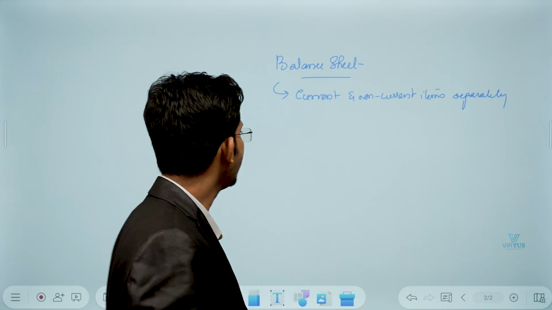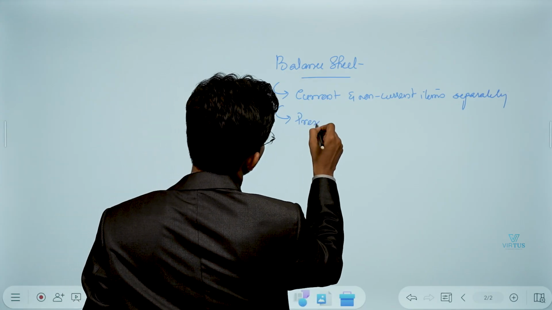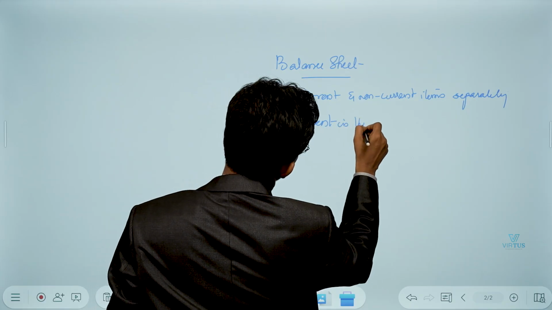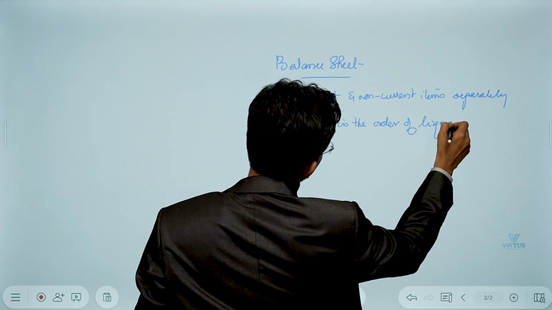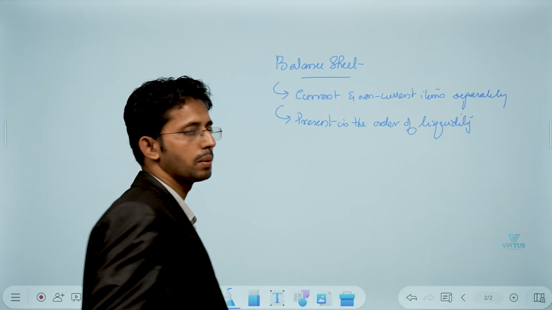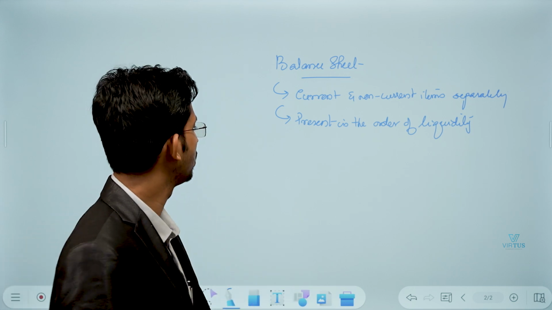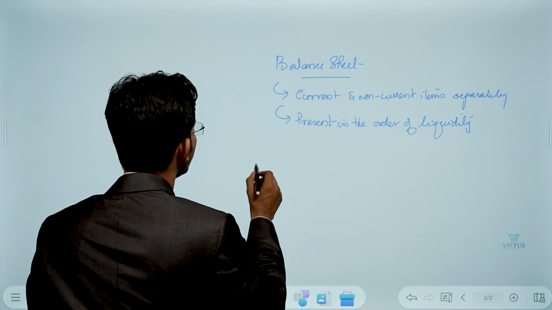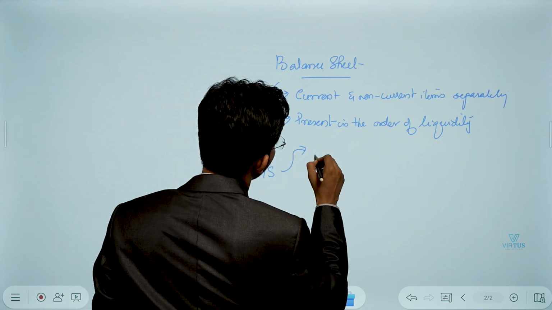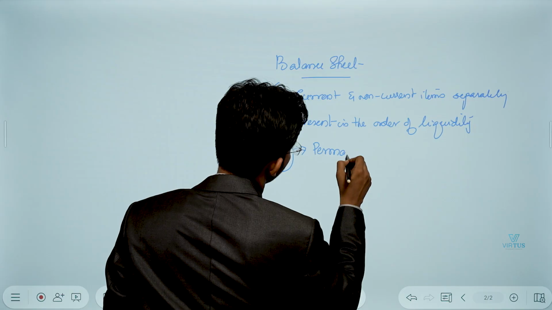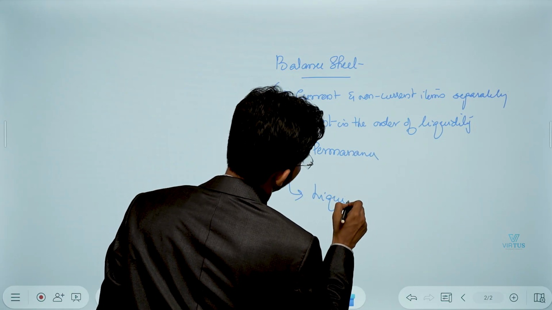And they say that you have to present it in the order of liquidity. In your basic commerce classes, when you first studied, you have learned you can show it in two ways. A balance sheet can be shown either in the form of order of permanence or in the form of liquidity.